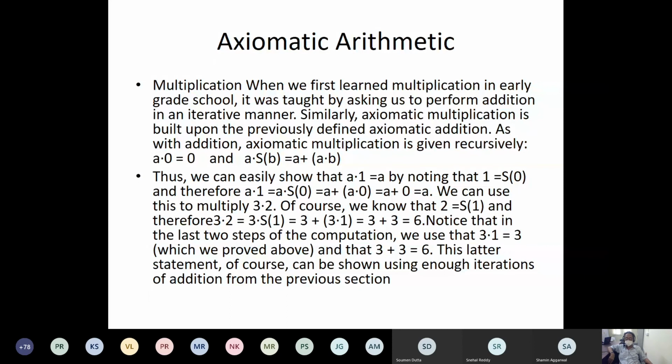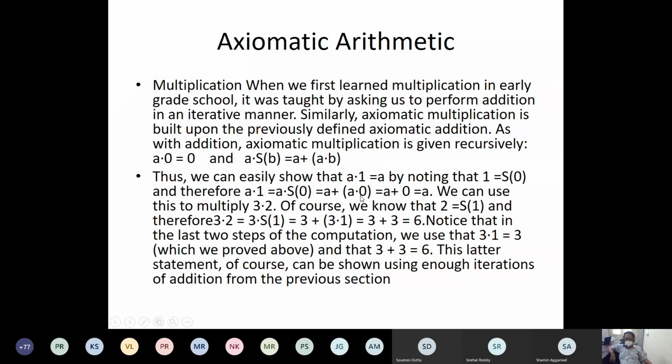Thus we can easily show that a dot 1 equals a by noting that 1 is equal to S0. So a dot 1 equals a dot S0, and using a dot Sb equal to a plus a dot b, this is equal to a plus a dot 0, which is a plus 0, equal to a.